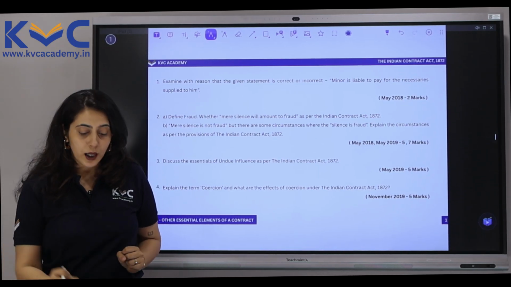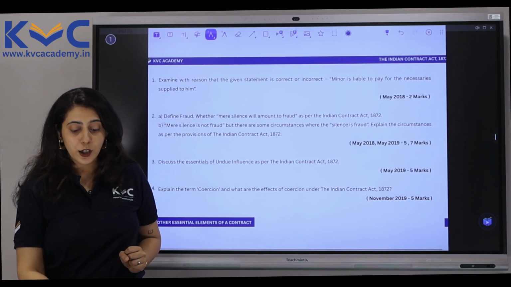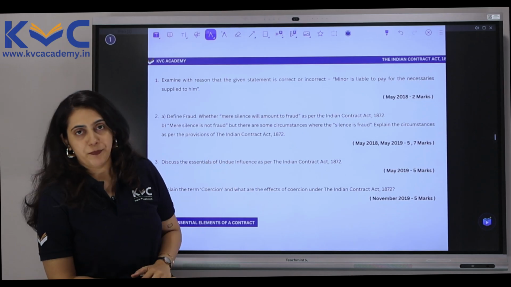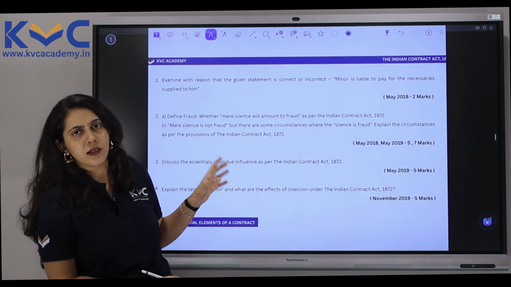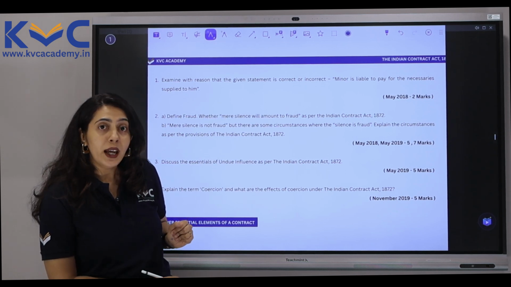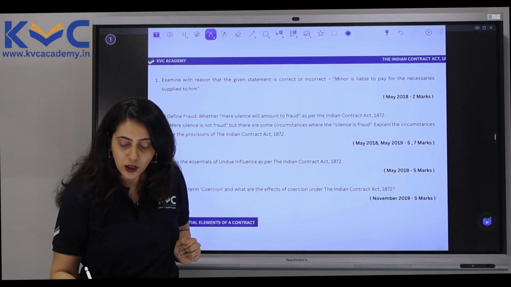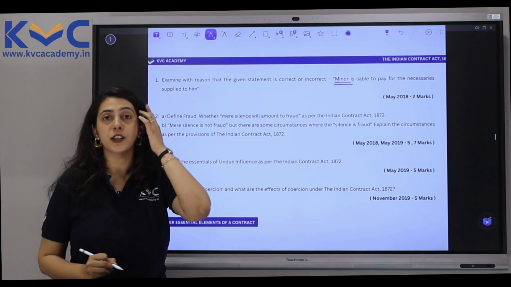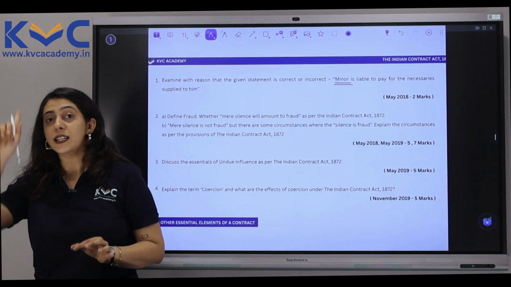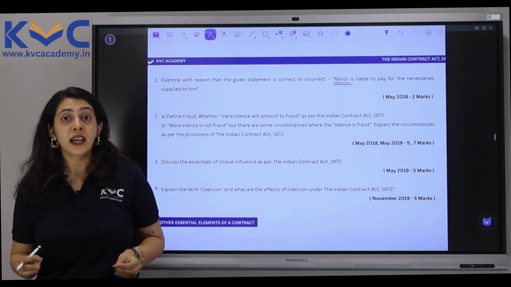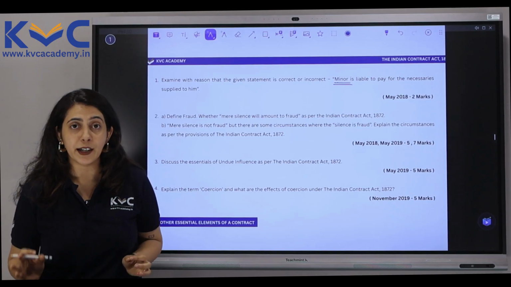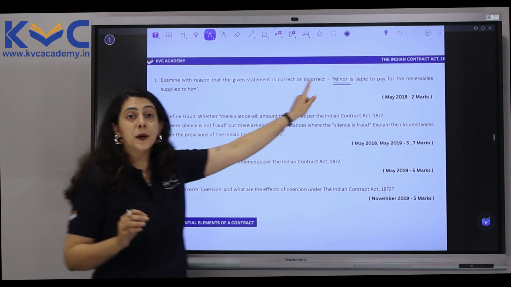What is the statement? A minor is liable to pay for the necessaries supplied to him. Now at first glance, this may seem correct, but technically it is not correct. Why? You're absolutely right. It is not the minor who is liable to pay for the necessaries. If we recollect the laws, the specific point, which also relates to Section 68, says that it is a minor's property which is liable for the necessaries supplied to him and not the minor personally.